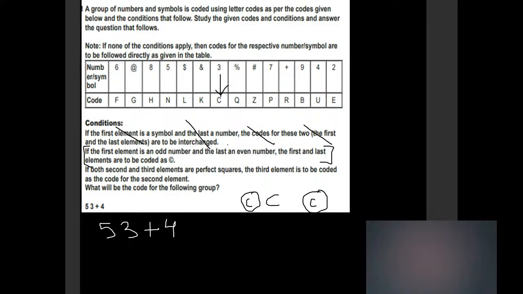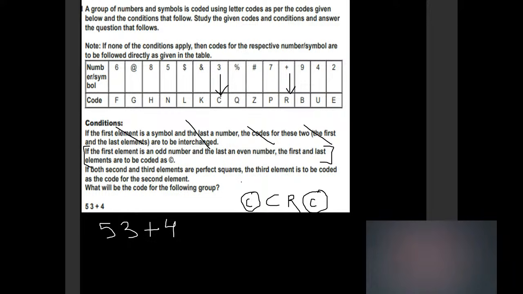Next, plus means it is R. So code for plus is R. So this is the final answer. First and last are symbols. In between we get C and R, which is the correct answer.